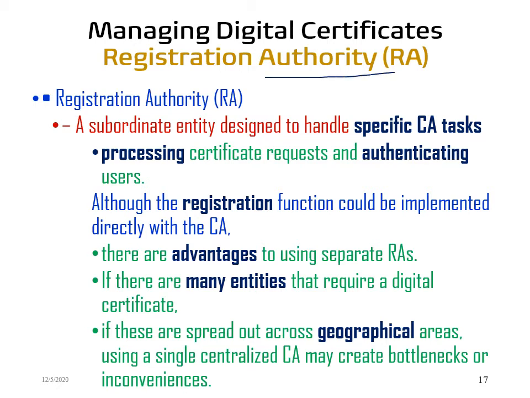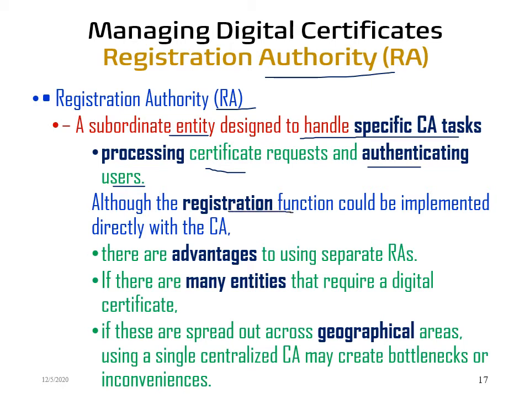The second component for managing the digital certificate is the registration authority. It is a subordinate entity designed to handle a specific task of the CA. We can consider the RA as a subordinate of the CA, handling specific tasks of the CA. It will process the certificate requests and authenticate the users. So these are the duties of the RA.